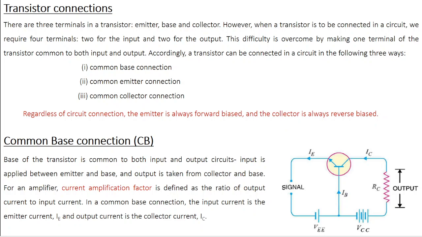First, let's discuss common base connection or CB connection. As the name suggests, the base of the transistor is common to both input and output circuit. So input is applied between the emitter and base as shown in this figure, and output is taken from collector and the base. Okay. So you need to get familiarized with the voltage notation here.